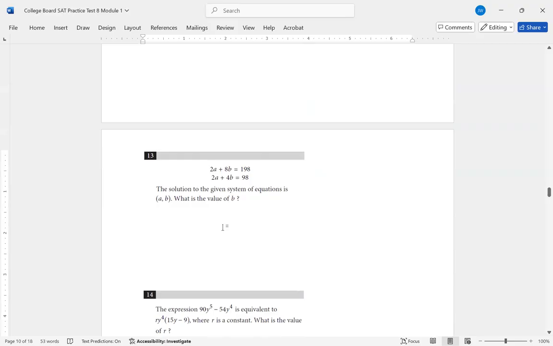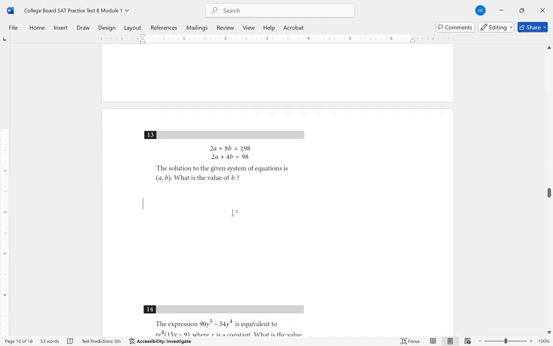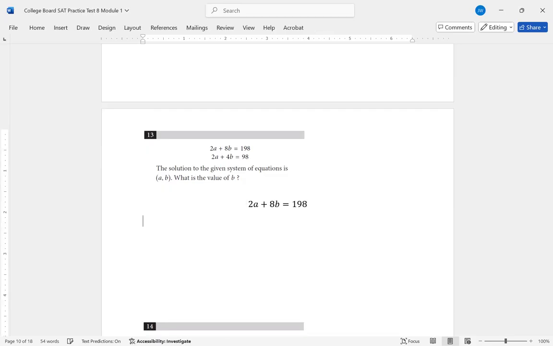Question 13. The solution to the given system of equations is (a, b). What is the value of b? We have two equations here: 2a plus 8b equals 198, and 2a plus 4b is equal to 98. What I'm going to do is use the elimination method. 2a plus 8b is equal to 198. And in order to use the elimination method, we need opposite coefficients. So I'm going to multiply that second equation on the left and the right by negative 1.